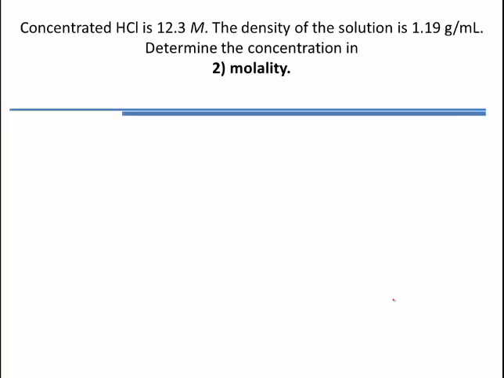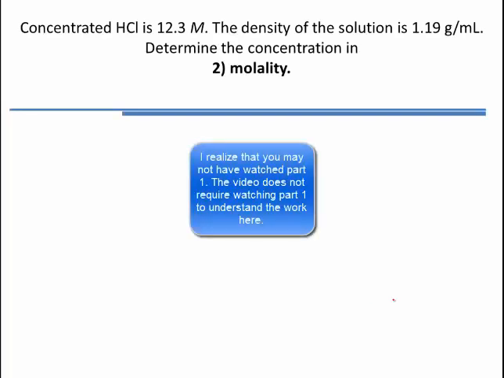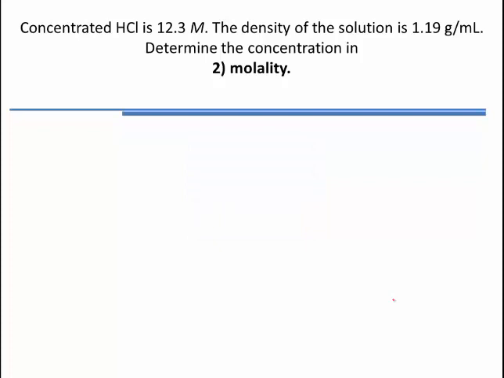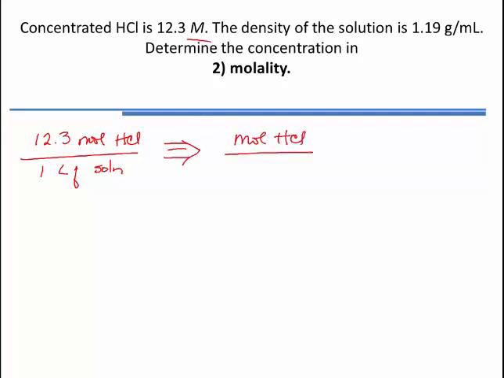In part one, we calculated the percent by mass of this 12.3 molar solution, and in this part we're going to calculate the molality. So we will use some of the information that we did in part one to answer part two, but let's start off by thinking about what we need to do. We know that the molarity is the number of moles of the solute per liter of solution. And we are headed towards moles of HCl per kilogram of water.